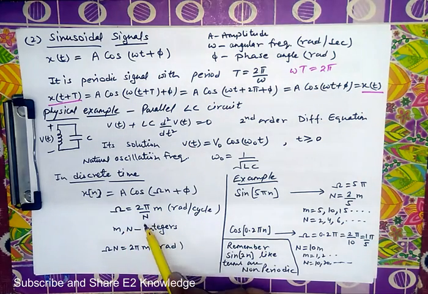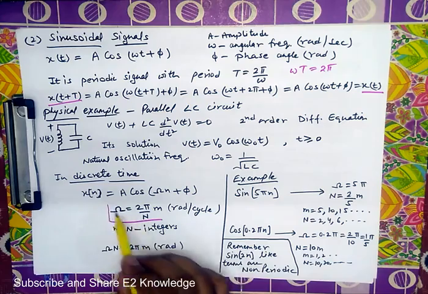Omega is equal to 2 pi upon capital N into m radian per cycle, where m and N are integers, and capital N is the fundamental period of the discrete time periodic signal, and m is any integer. So it must satisfy this condition. This is the essential condition.